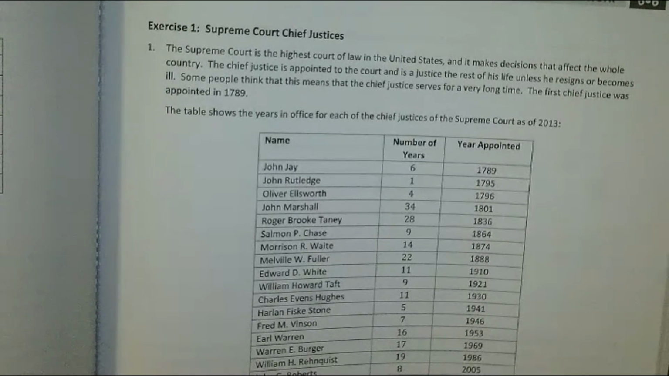Okay, so why is it important to order the data before we find the median? Well, the median is the middle value, and therefore the data needs to go in order from least to greatest. So if you look at exercise 1, it says the Supreme Court is the highest court.